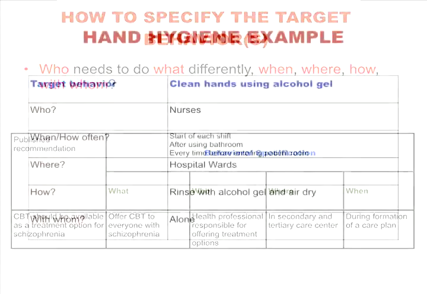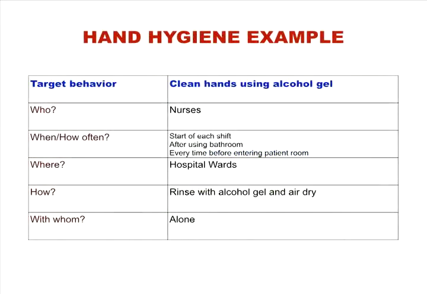So for a hand hygiene example, we want nurses to wash their hands. When and how often? At the start of each shift, after using the bathroom, every time before entering a patient room, and every time after exiting a patient room. So now we know how to measure whether or not it's happening. Where? On the hospital wards. What do we want them to do? Rinse with gel and air dry. And this is not something they're doing with anyone else. They're generally washing hands by themselves. Okay?